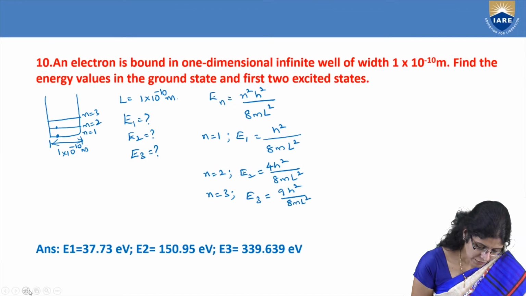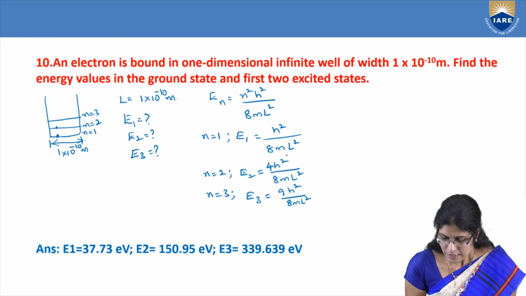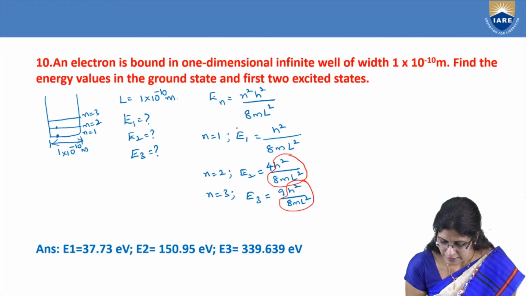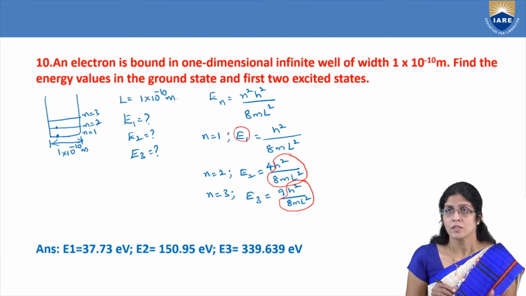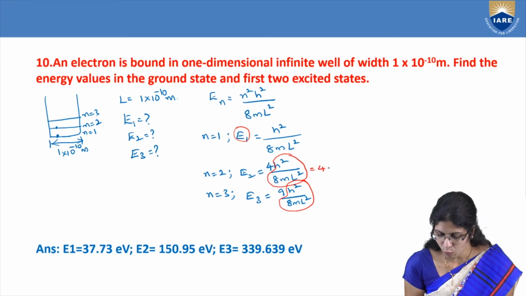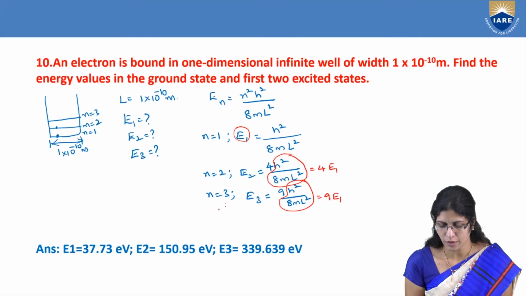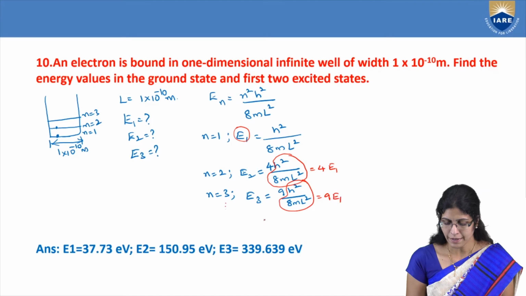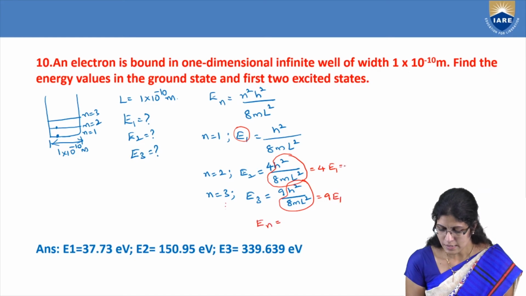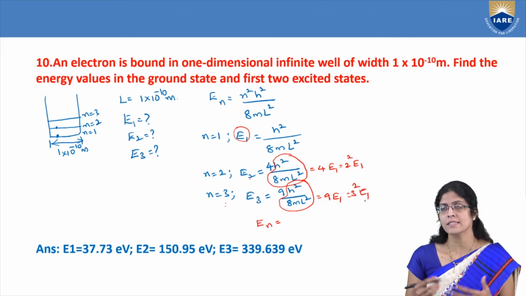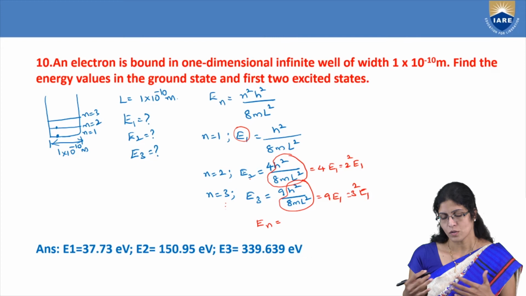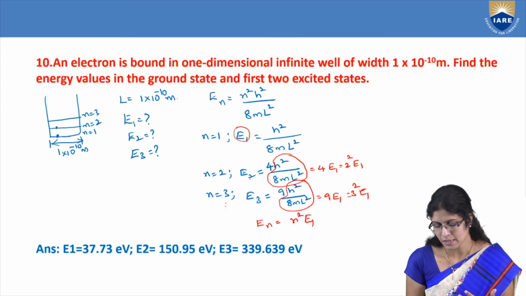If you observe one thing, there is something in common for E2 and E3. What is it? h square by 8mL square, and it is equal to E1. So I can write E2 as 4 into E1 and E3 as 9 into E1 and so on. It will go on and on. E2 is equal to 2 square into E1, E3 is equal to 3 square, E4 is equal to 4 square times E1. So En is equal to n square times E1.